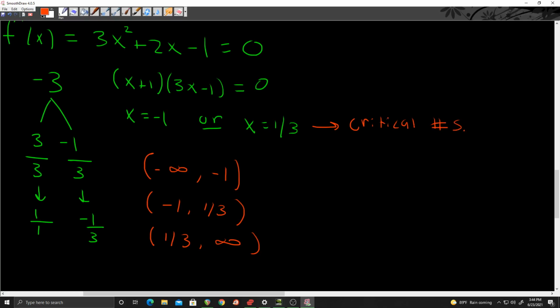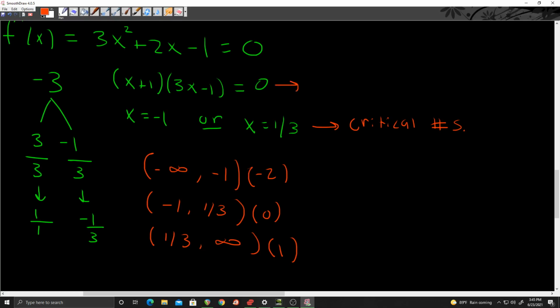And now we're going to test and see what the slope is, right? So here I'm going to test with negative 2. Here I'm going to test with 0. And here I'm going to test with 1, right? We got to pick numbers that are inside the intervals. Don't pick the endpoints themselves. It's not going to work out for you.